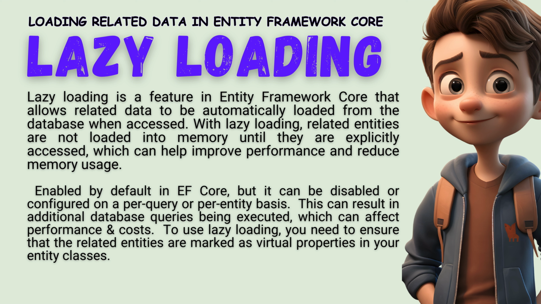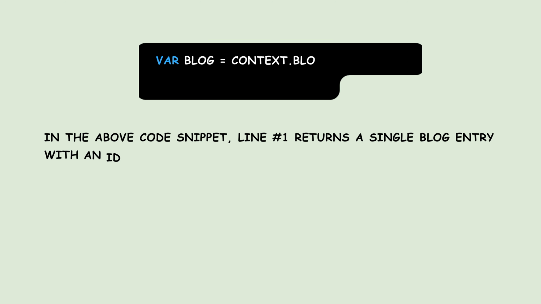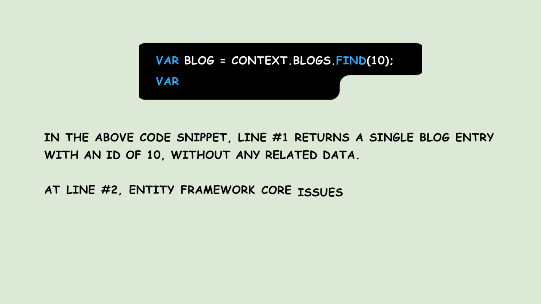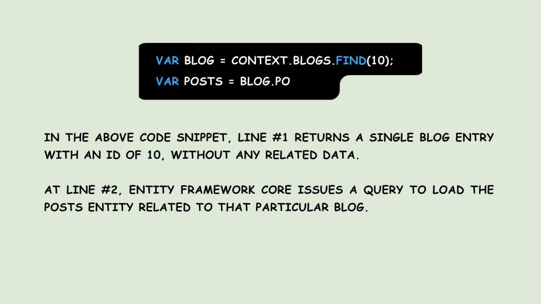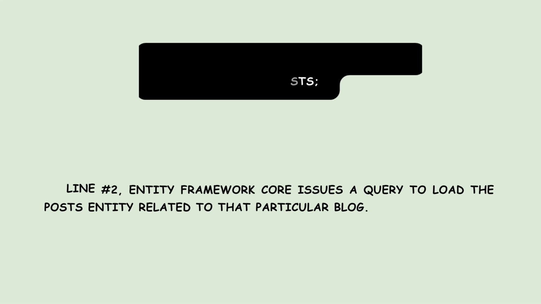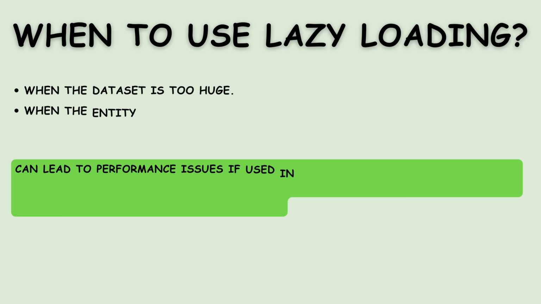To use lazy loading, you need to ensure that the related entities are marked as virtual properties in your entity classes. In the above code snippet, line number 1 returns a single blog entry with an ID of 10 without any related data. At line number 2, Entity Framework Core issues a query to load the posts entity related to that particular blog. When to use lazy loading?